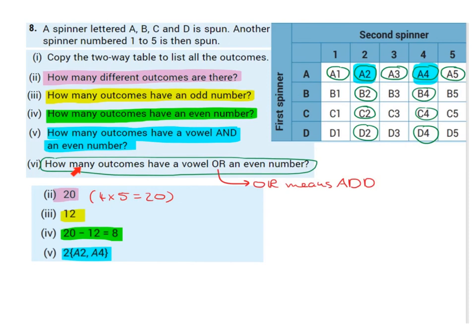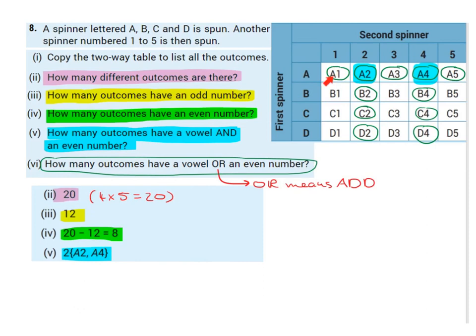Question 6. How many outcomes have a vowel or an even number? So they can have a vowel and an odd number, or they can have a consonant and an even number, or they can have a vowel and an even number. And in probability, or means add. So we just add up anything that contains a vowel and anything that contains an even number. So you can see I've circled in green anything that has a vowel or an even number.